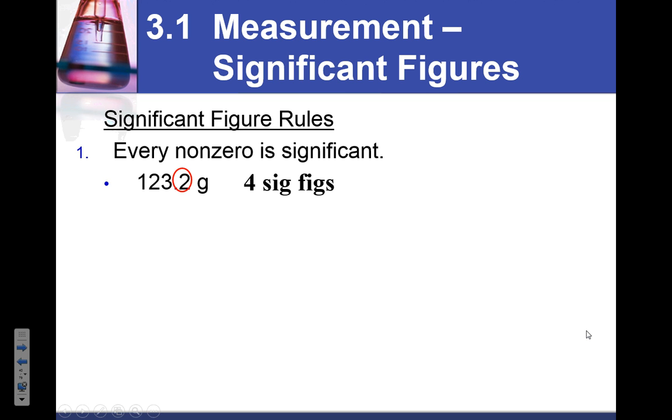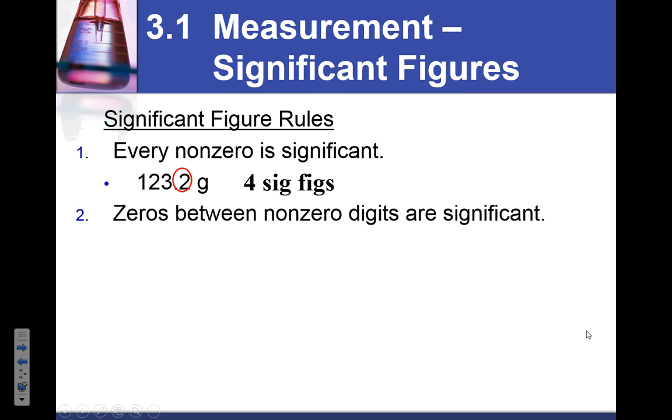The only things we really have to watch out for are zeros. Because as you saw with the two graduated cylinder situation we looked at, sometimes a zero was a measured part of the measurement and was either a certain or an estimated digit. And sometimes zeros are there just to tell you where the decimal is. So zeros are really what the next three rules, which are the important three, help us interpret: how we handle zeros. So zeros between non-zeros are always significant.